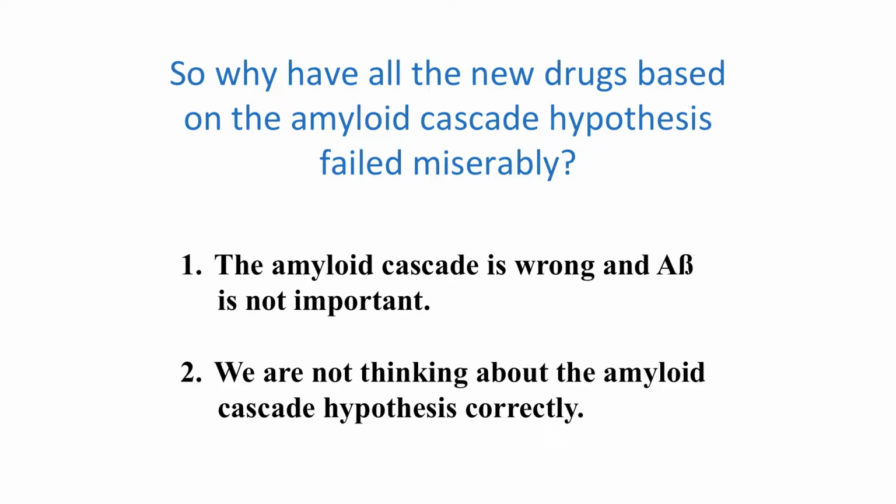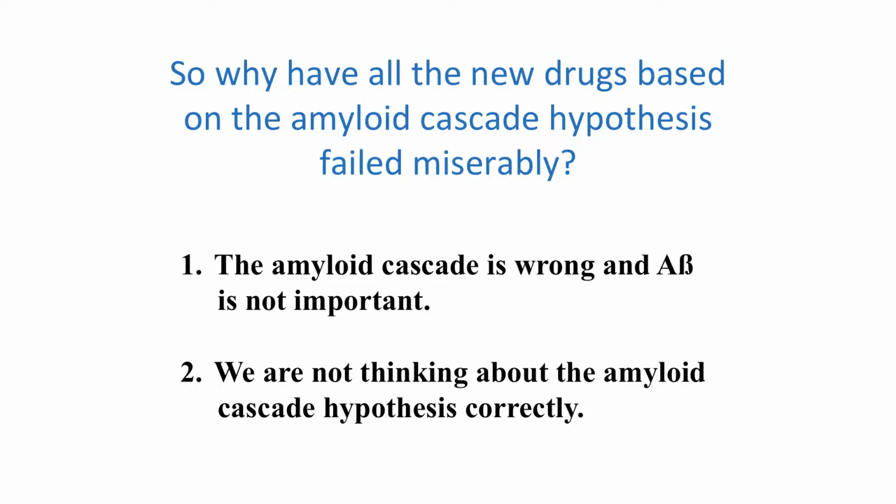So again, the big question right now in the field for people who are trying to develop effective drugs is, why has the amyloid cascade hypothesis failed so miserably in the clinic? One possibility is that the amyloid cascade is wrong and A beta is not important. A lot of people really felt this way, but it ignores all the data from human genetics. The other possibility is simpler. We're just not thinking about the amyloid hypothesis correctly. In fact, we're thinking about it backwards.